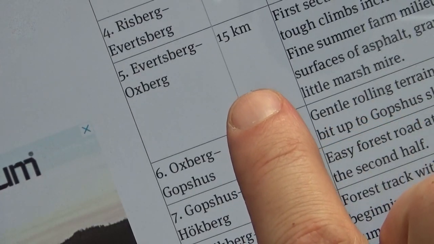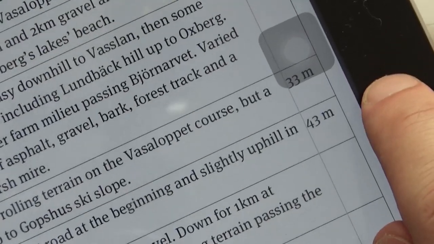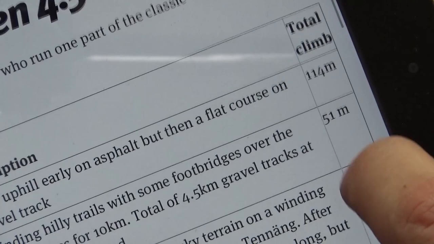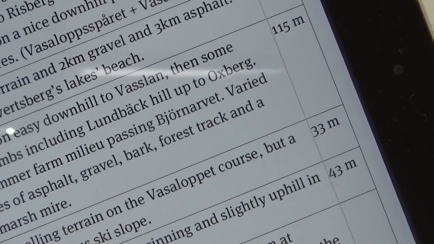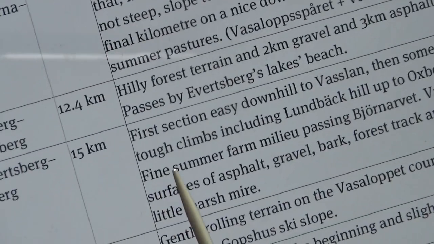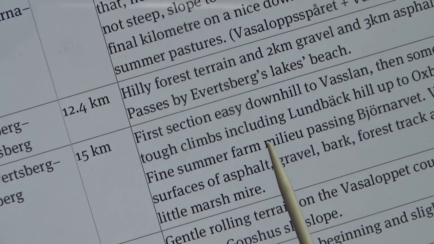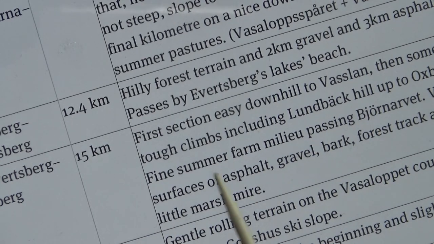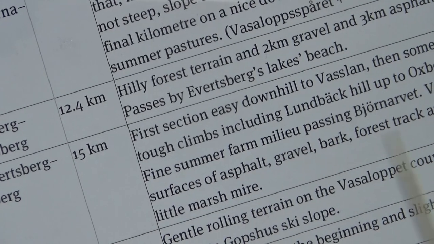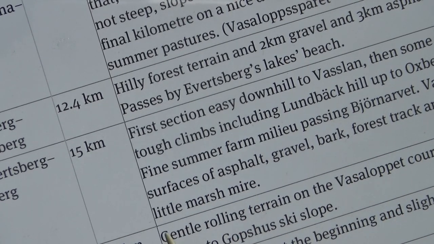Evertsberg to Oxberg, 15 kilometers long and 115 meters total climb. It's a very long downhill here. First section, easy downhill to Vasslan. Then some tough climbs, including Lundbäck Hill up to Oxberg. Fine summer farm milieu passing Björnarvet. Varied surfaces of asphalt, gravel, park, forest track, and a little marsh mire.